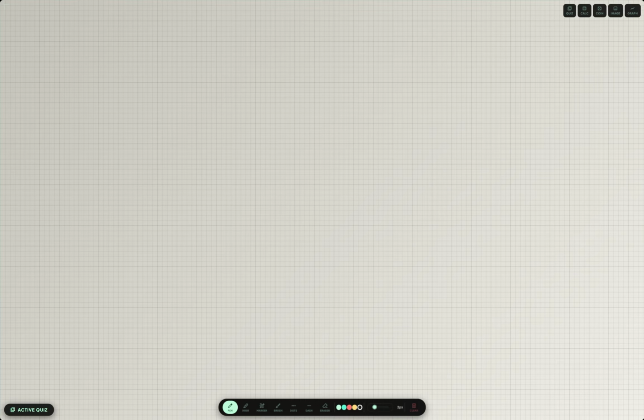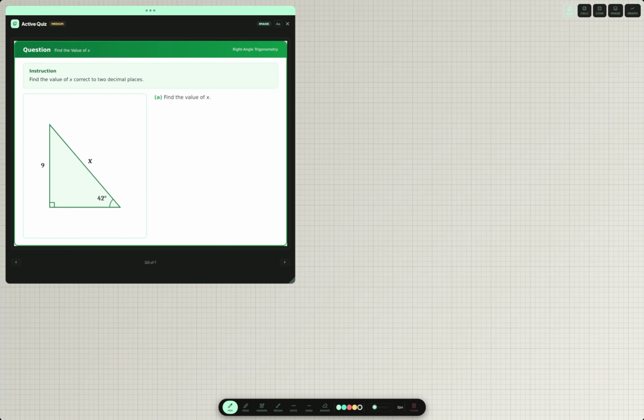Alright, welcome back. Now we're going to be looking at some questions where we do the whole process in order to solve for the unknown side. So let's get started. Alright, so we have a triangle, and on this triangle, we have 9, x, and 42 degrees. Our first step is going to be deciding which trigonometric ratio we should use.